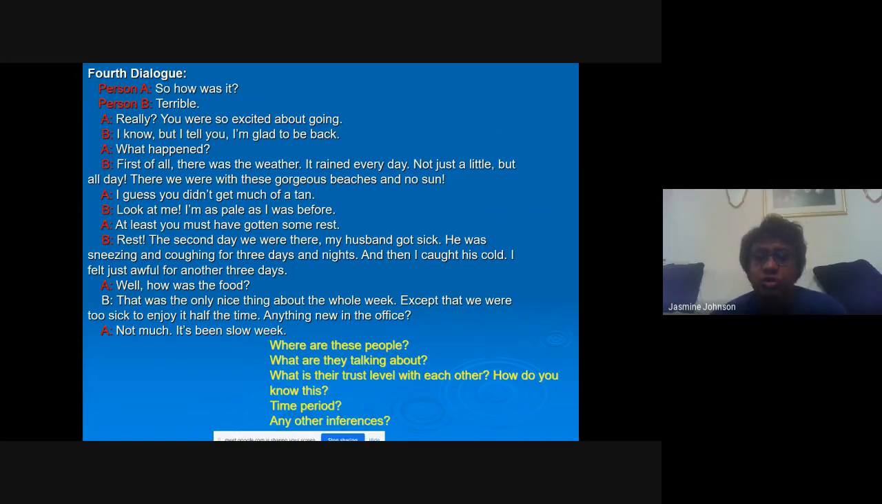What is their level of trust with each other and how do you know that? It seems like they're pretty friendly. Person A knew that B was going on a vacation. They knew that B was excited about the vacation. They knew what B was looking forward to on the vacation and that kind of thing. So there seems to be some level of trust and comfort and familiarity with each other. So I think their trust level is kind of high.